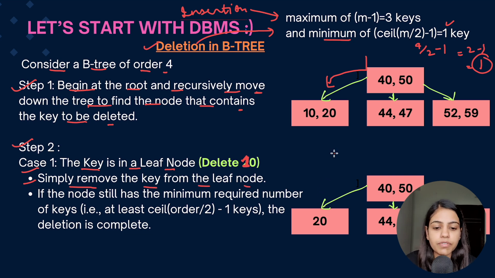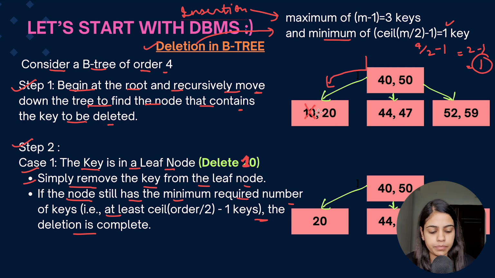First we have to search for the key we need to delete, that is 10. We'll come here and see the root is 40 and 50. The key 10 is less than 40, so we'll go to the left, and here we have found 10. Now we have to delete 10, but we have to make sure that the minimum number of keys remains 1. Is the minimum number of keys still 1 after deleting 10? Yes, so we can simply delete 10. If the node still has the minimum required number of keys, the deletion is complete. So the deletion is complete because it still has the minimum number of keys required.